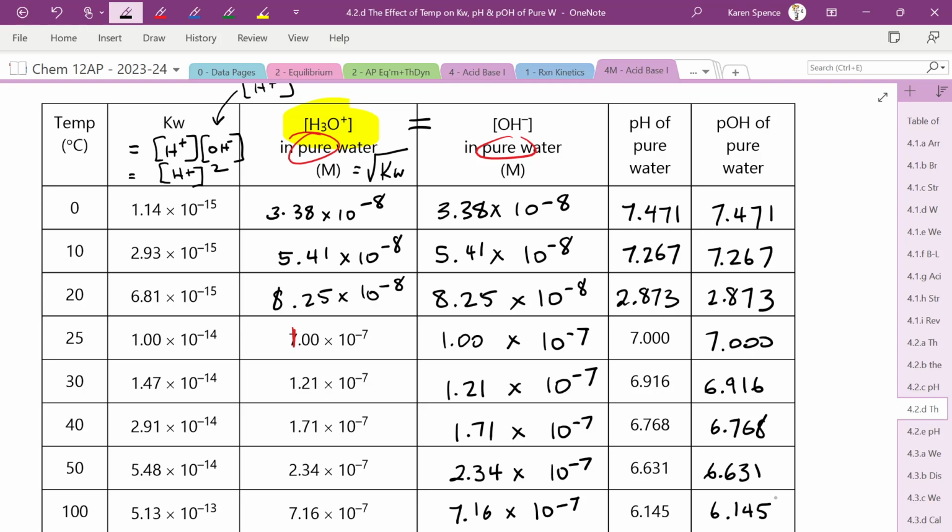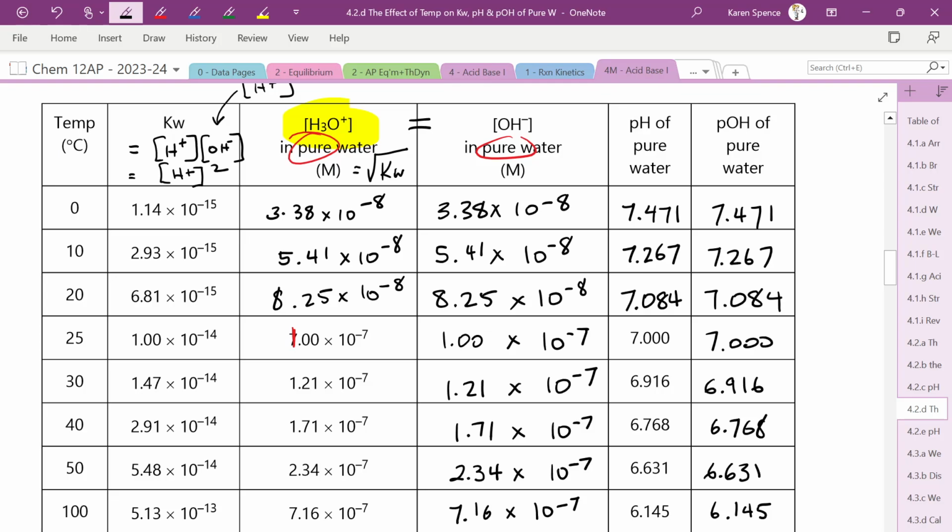Oh, did I do it wrong? Oh my gosh, what did I do? Oh yeah, that should be 7.084. Wow, I don't know what happened there. Yep. 7.084. Thank you.